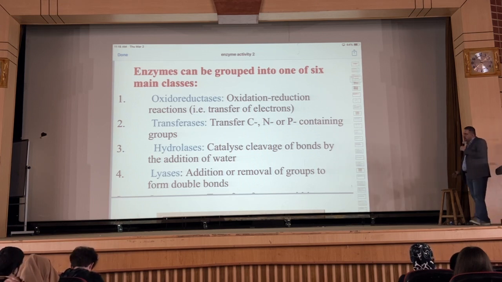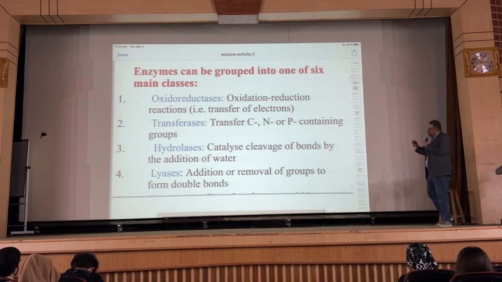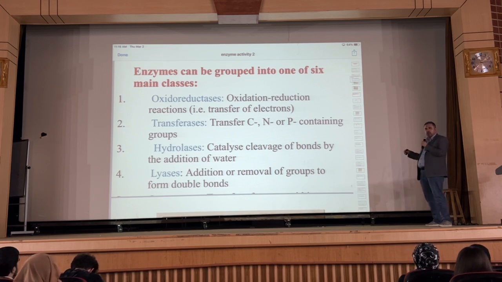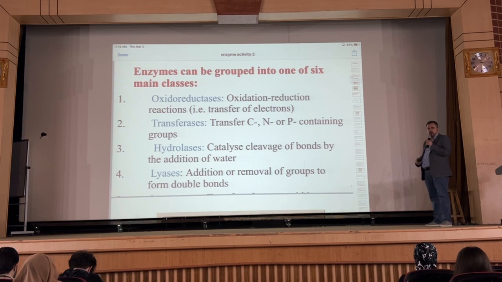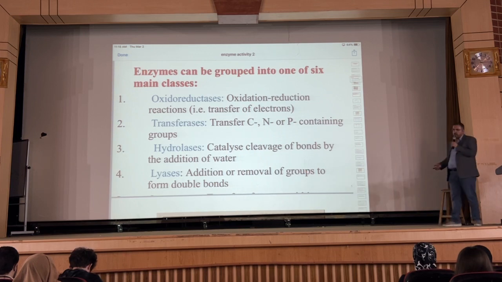You have 6 main groups, for example. 6 main groups, 4 of them are omitted from this slide. So, first of all, the traditional enzyme classification depends on the types of reactions that they catalyze. Oxidoreductase transfers electrons. Transferase enzymes transfer carbon, nitrogen, phosphate. Hydrolase just adds water to a bond, hydrolyzing the compound. Lyase is the adding or removal of a group to form a double bond.